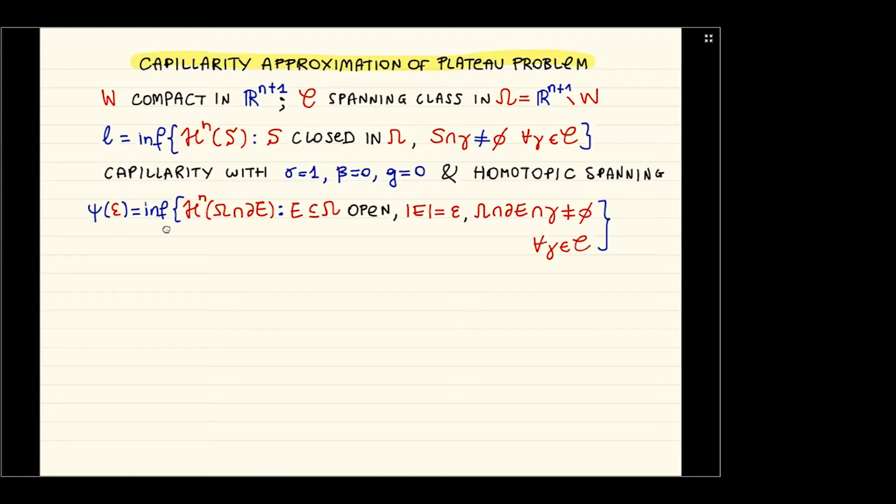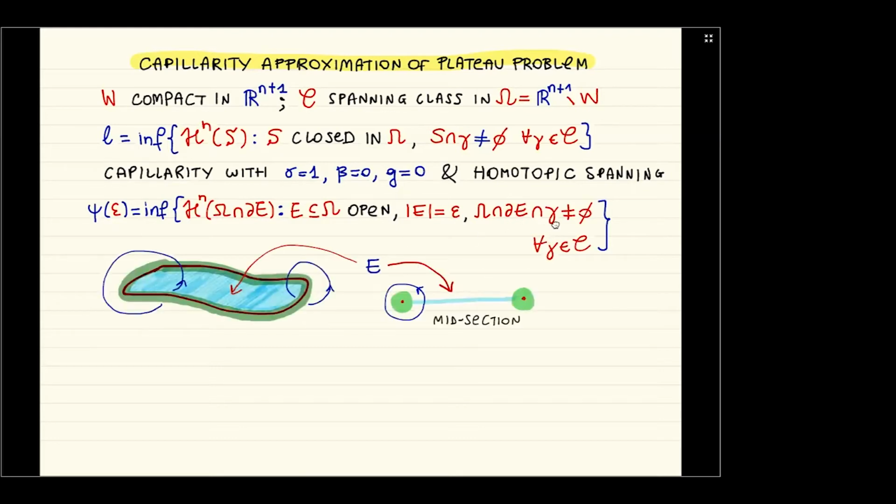We call psi of epsilon the infimum of the area of the boundary of the liquid droplet in the complement of the wireframe. Our set will have volume epsilon, and the boundary of our set must intersect every curve in the homotopy class. So this is schematics. So W is this green thing. I have just drawn a couple of curves in the class C. They're all homotopic one to the other. And the minimizer E, you see a surface in this picture.